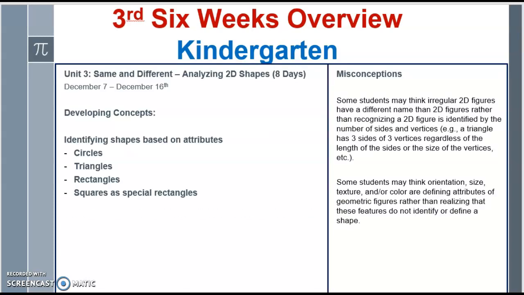Some developing concepts we're working on are again just identifying those attributes of circles, triangles, rectangles, and again squares as special rectangles. And some misconceptions that your students may already have are that they may think irregular 2D figures have a different name than 2D figures. But remember, if it has four sides, it's a polygon. But it depends on if those sides are equal or if two sets are equal, it makes it a rectangle. It's a pentagon if it has five sides, but it's irregular if all those sides are different.